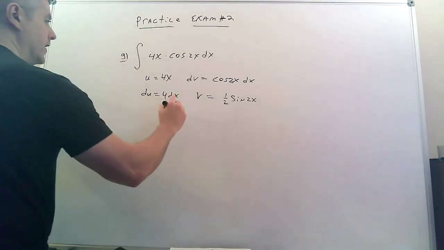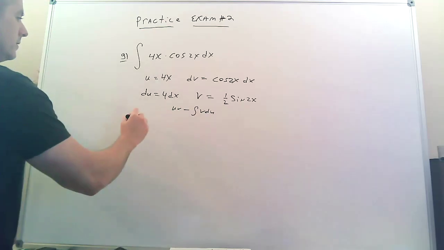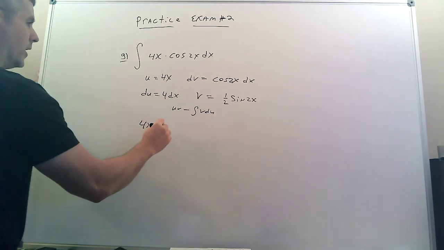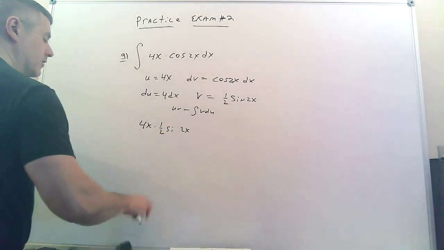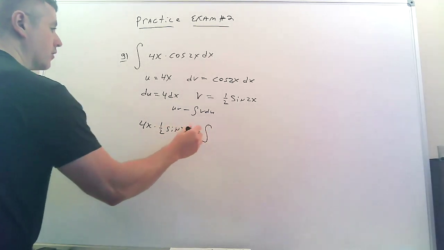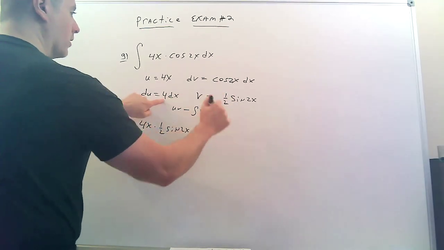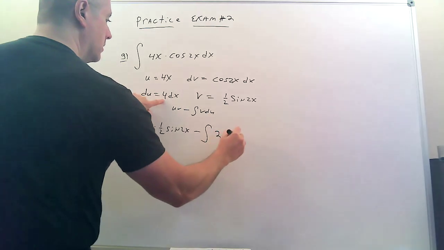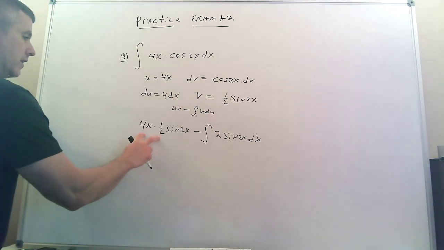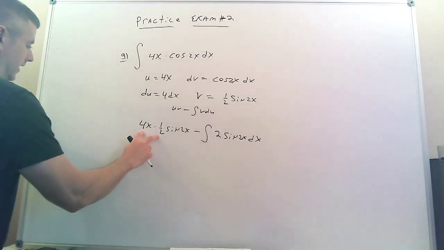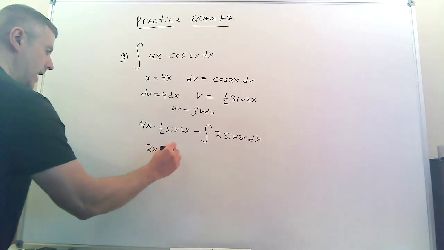Okay, so now I'm going to do uv minus integral v du. So I do my uv, which is 4x times 1/2 sine 2x. Minus integral v du. So I'm just going to do it. Half of 4. And don't forget the dx because it is a derivative. So here I neaten this up. Please, please do not leave this like this. Half of 4x is 2x. So this is done. That is completely finished.